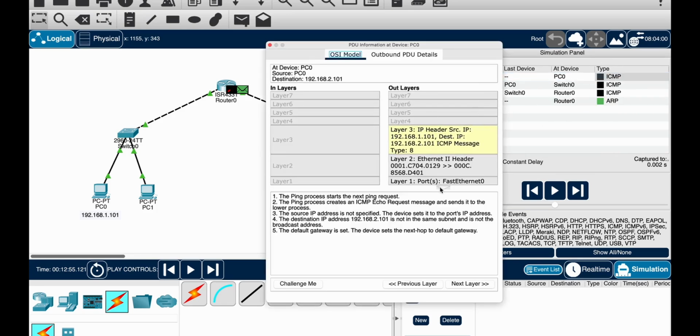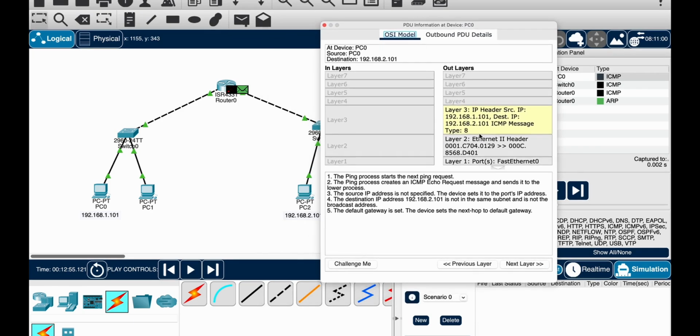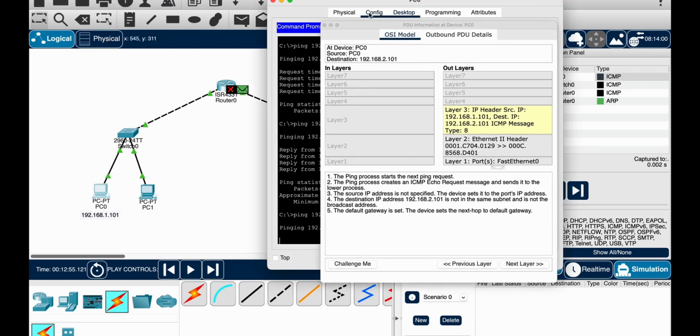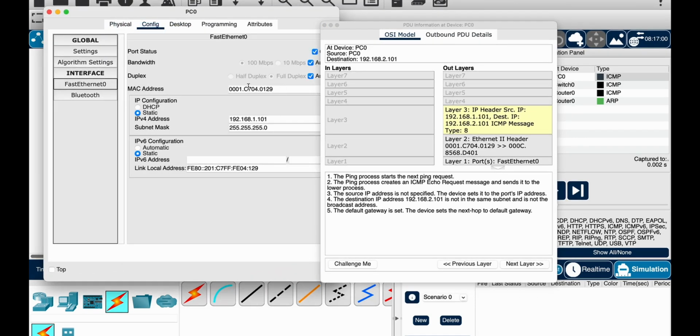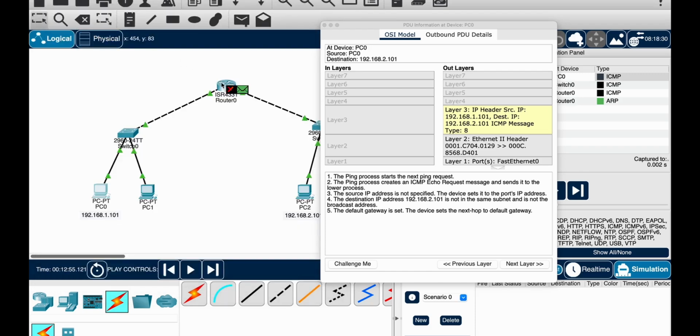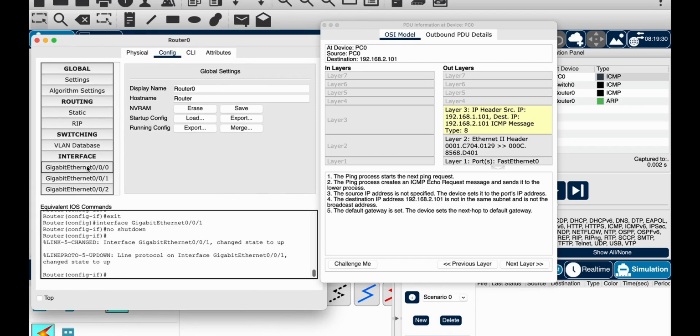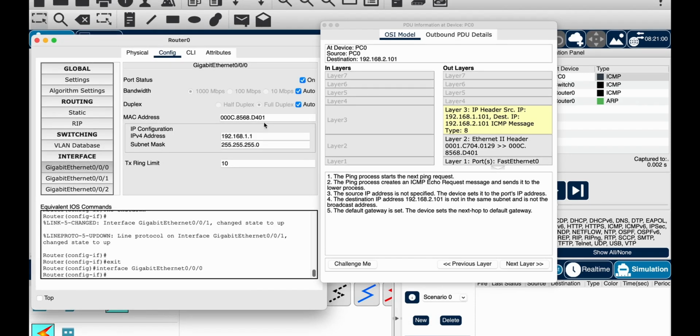Okay, so let's go ahead and look at this first. In our IP header, the source is 192.168.1.101 and the destination is 192.168.2.101, which is what we need. This is in layer 3. But in layer 2, you will notice that our source is this guy over here, 129. So let's move this out here. And in config, you will see that this 129 is this PC0. And for our router, GigabitEthernet0/0, D401, is this guy over here. Okay. So in our layer 2, we are sending a packet to our gateway, right?